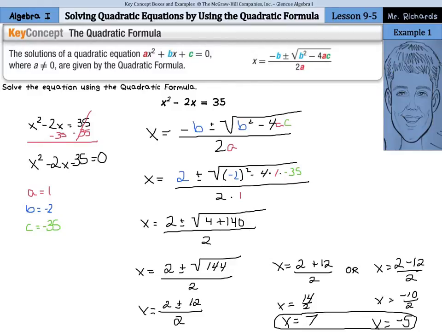So when solving an equation using a quadratic formula, first, get your equation into standard form, define your a, b, and c, and then make your substitutions into the formula and carefully solve to get your solutions.